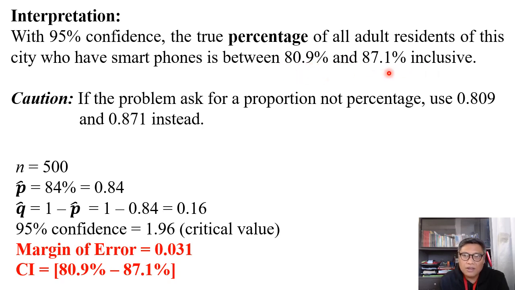So be careful, class, of your answer in terms of proportion. If you are asked for percentage, then the answer should be in percentage. Caution: if the problem asks for a proportion, not percentage, then use the proportions 0.809 and 0.871. So be mindful, class, of what is being asked. Is it in percentage or is it in proportion? Okay. Another example.